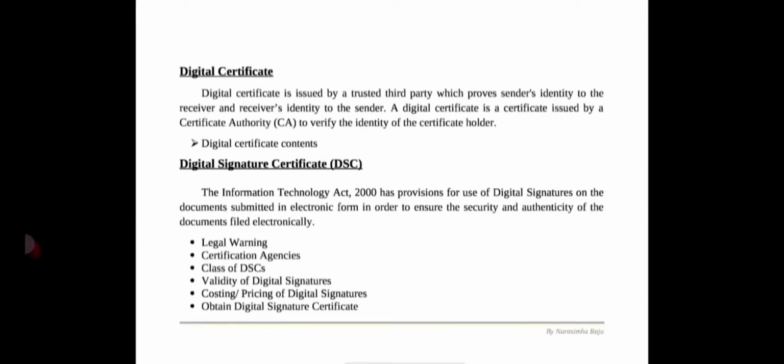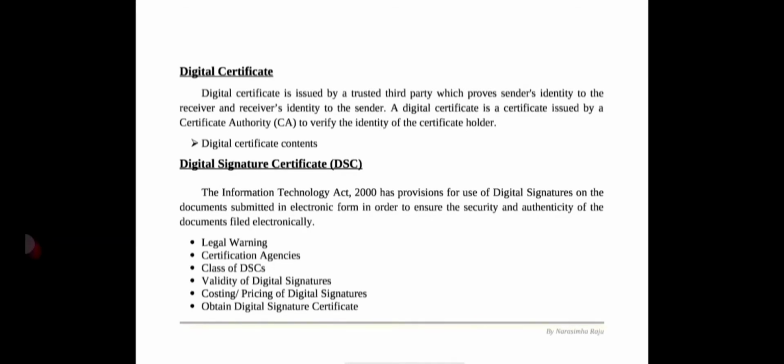And coming to the digital signature certification process. Here, the Information Technology Act 2000 has provisions for the use of digital signatures on documents submitted in electronic form, in order to ensure the security and authenticity of the documents filed electronically. This is a secure and authentic way to submit a document electronically. As such, filings done by companies under the MCA 21 e-governance program are required to be filed using digital signatures by a person authorized to sign the documents.